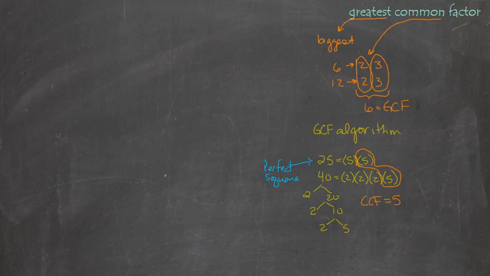Let's do a few examples to make things more clear. Let's find the GCF of 34 and 38.